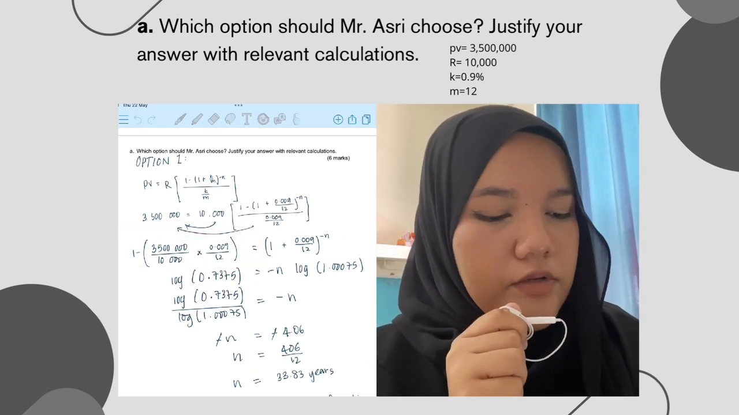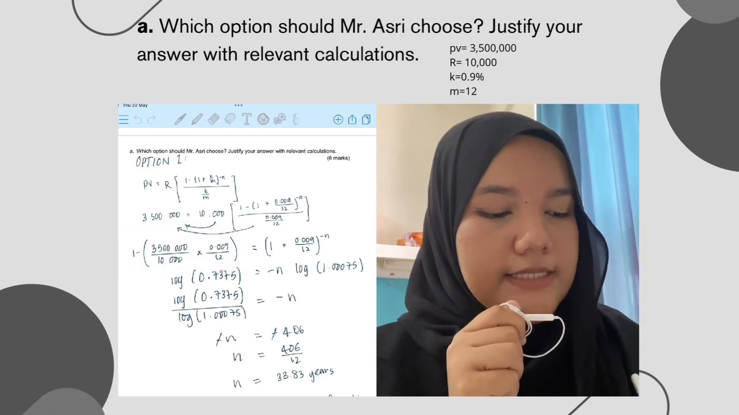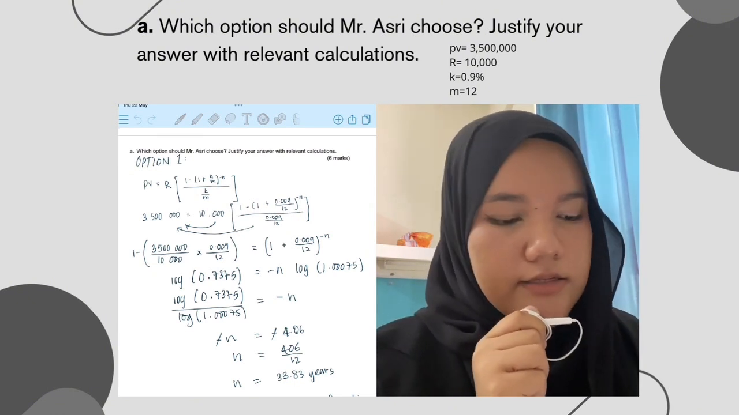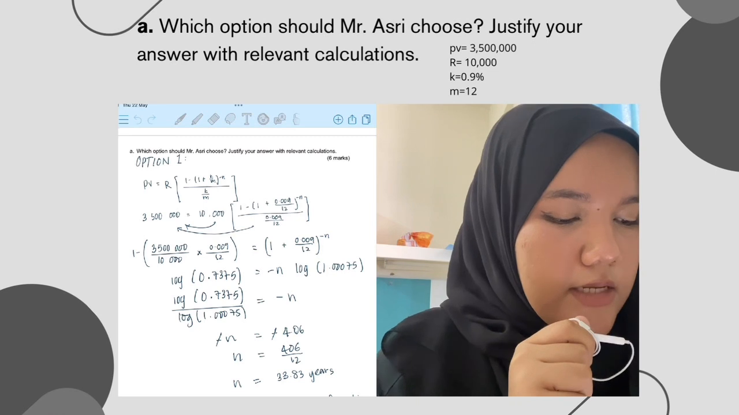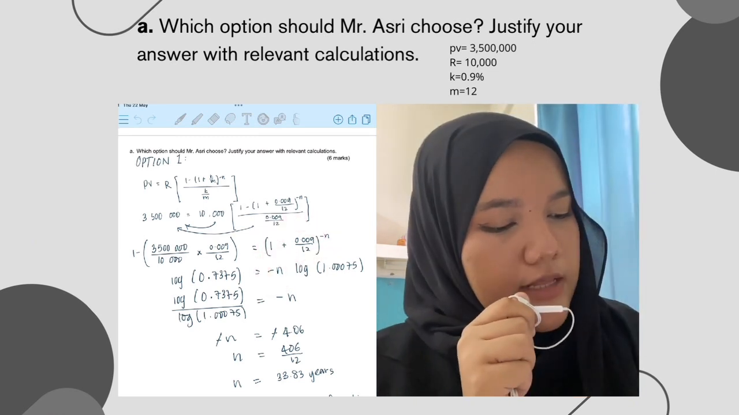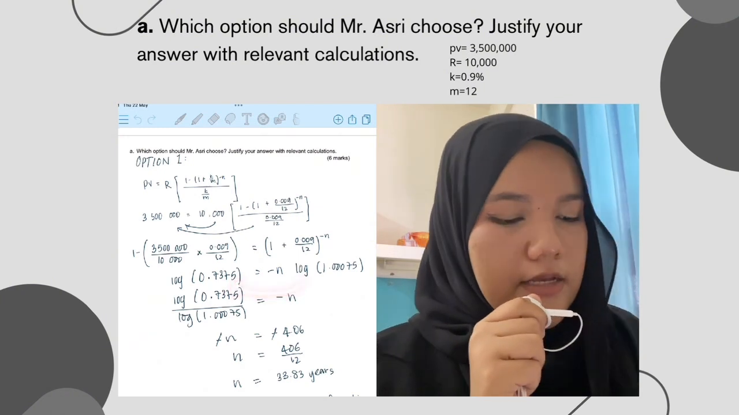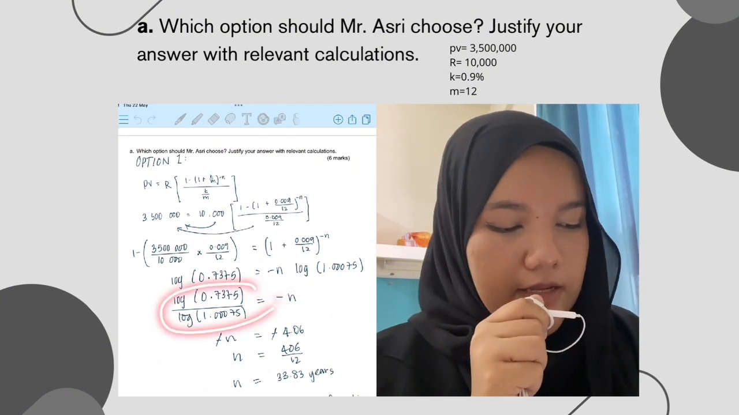So after you calculated all of this, you will get 0.7375. So now we can add the log. So it will be this. And we need to calculate this as well. Okay? You need to bring the log 1.00075 to the other side. So it will be divided by. So it will look like this. And then negative n equals to negative n.